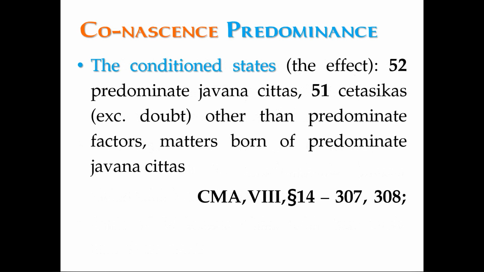and we have 51 cetasikas. We have to exclude doubt, right? Doubt is associated with the delusion-rooted cheta. For that reason, we have to exclude doubt. So, 52 predominant javana chetas, 51 cetasikas, excluding doubt, vicikiccha, other than the predominant factors, and matters born of predominant javana chetas. So here, including matters, right?